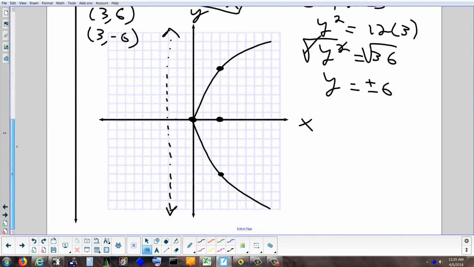They didn't ask us to find that, but if you wanted to know it, remember vertical lines always have the equation x equals. Horizontal lines are always y equals. Negative 1, 2, negative 3. That's the equation of the directrix in this problem.